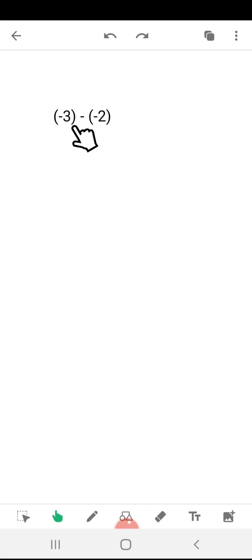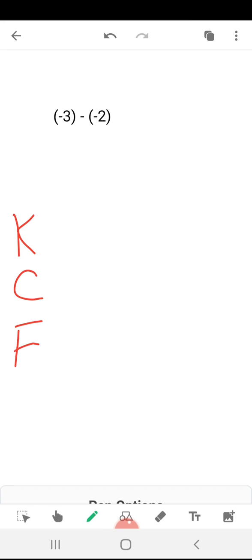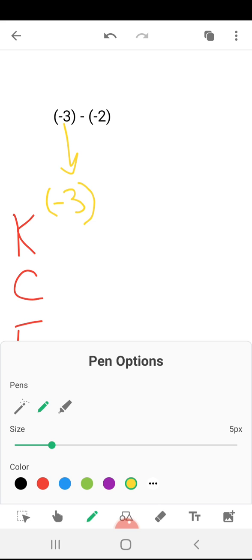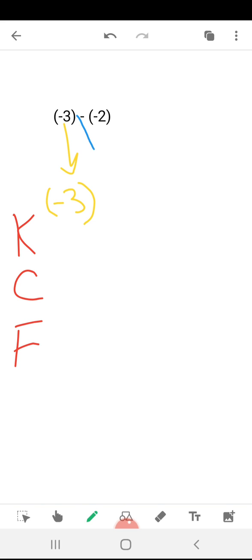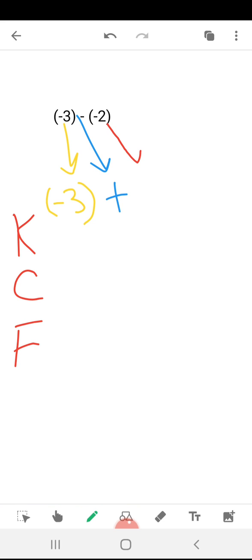We have negative 3 minus negative 2. Remember, keep, change, and flip. Alright, so we're going to keep the first integer, which is negative 3 in this case. Then we're going to do what? What's the second step, students? We're going to change the subtraction sign to addition. And then what we do last, we flip the last integer.